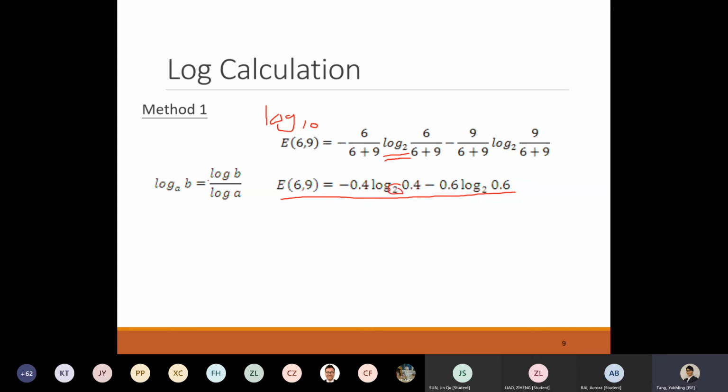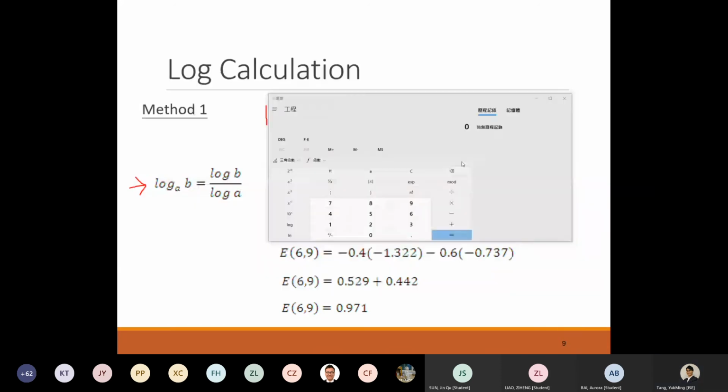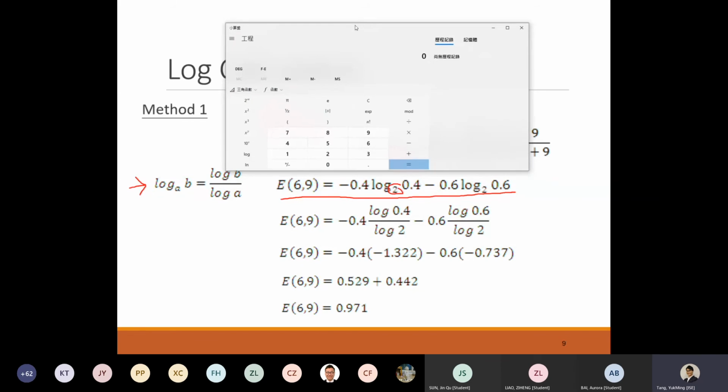So what we can do is use a formula. Do you still remember this formula? Log base A of B is equal to log B over log A. Very simple. So log of 0.4 with base 2 is just equal to log 0.4 over log 2. And for this one, it is equal to log 0.6 over log 2. Then we can use the calculator to calculate the answer.